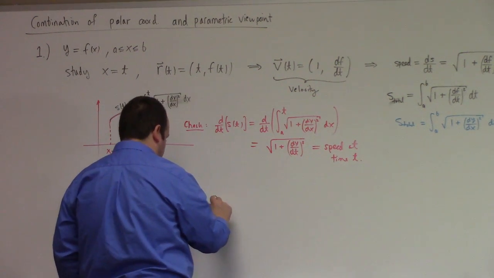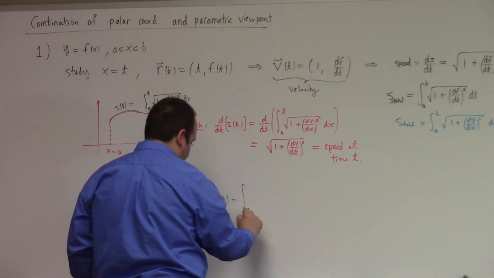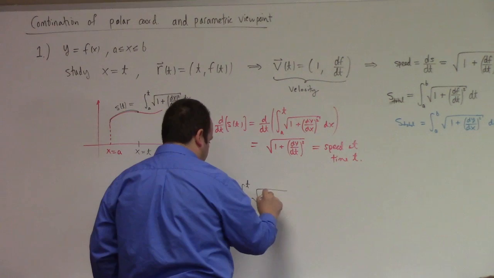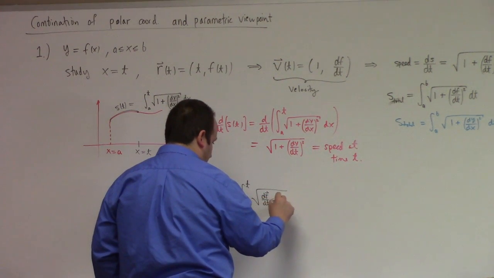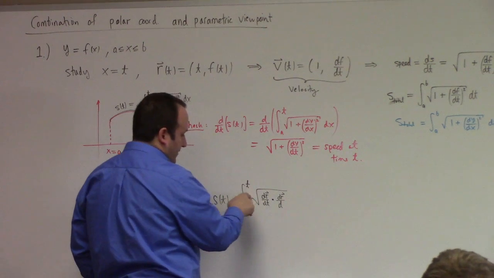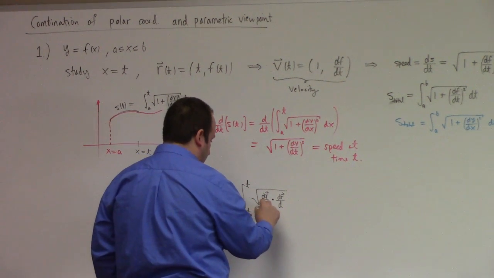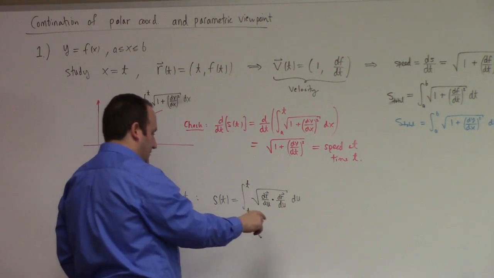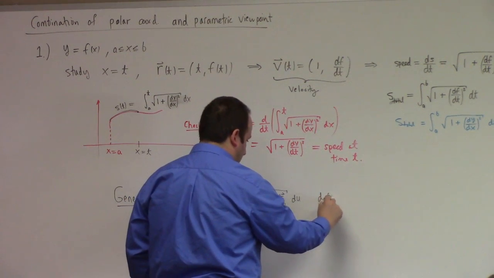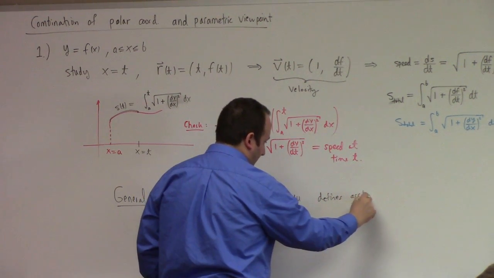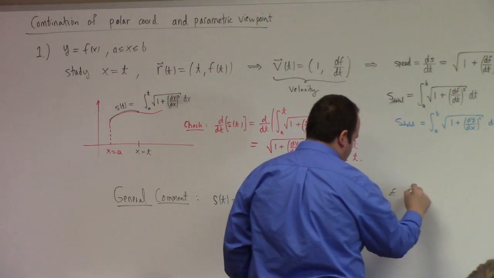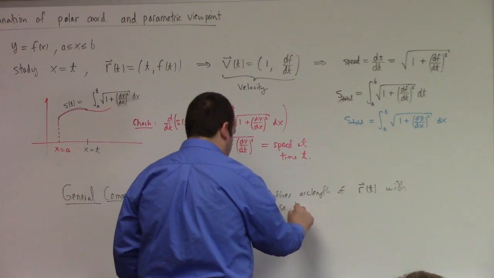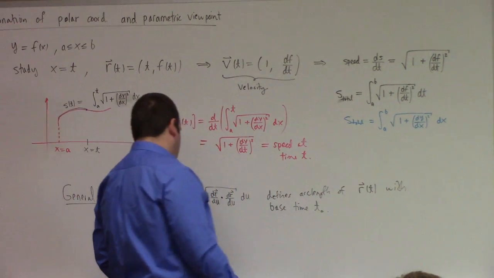You can define s of t by the integral from some t naught to t of the square root of dr/dt dot dr/dt. I shouldn't use t because I'm using t up here, so we should use something like dr/du dot dr/du, du. This defines the arc length of r of t with base time t naught, right?